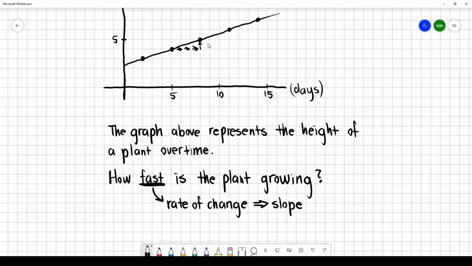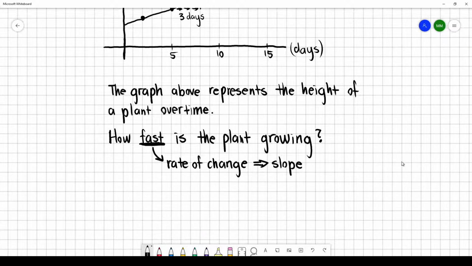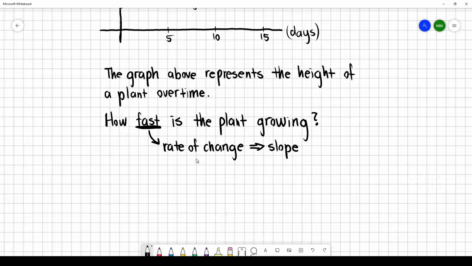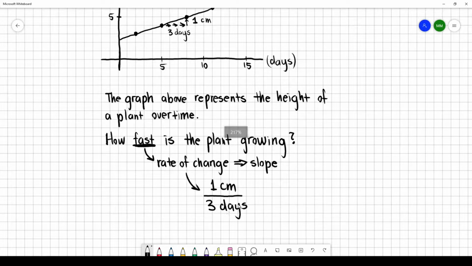The change is for every 1 centimeter of change, it takes 3 days. So let's say I use these three. So it takes 3 days. So the rate of change is therefore the slope. So it's 1 centimeter for every 3 days. And you can technically leave it as that. For every 3 days, the plant grows 1 centimeter.